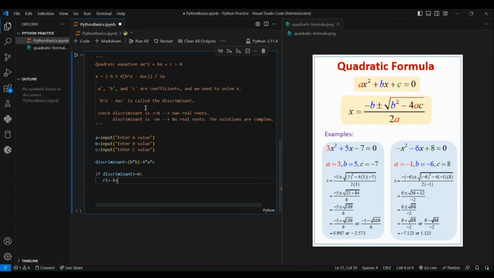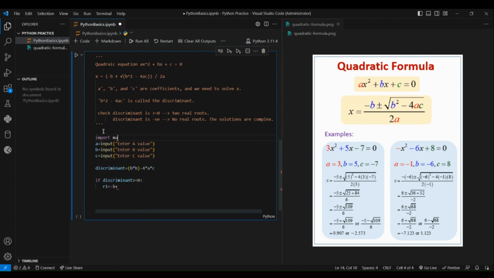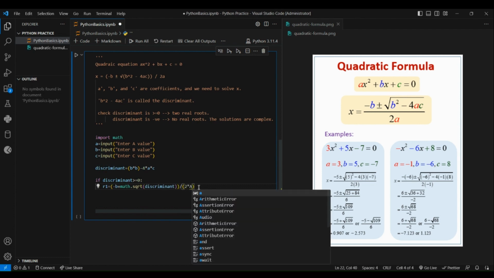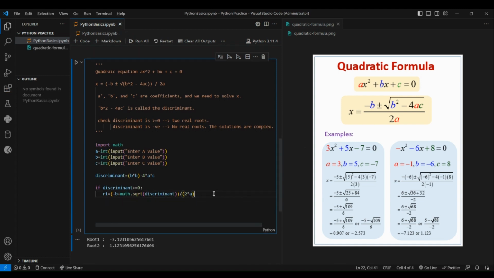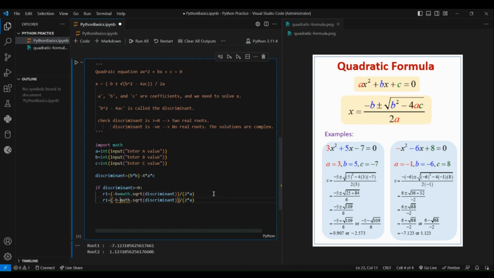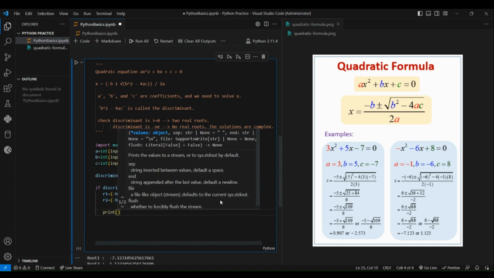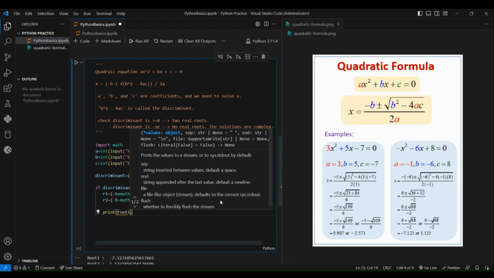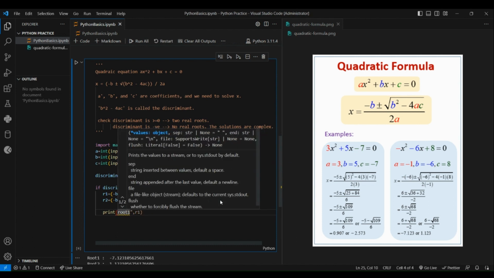Declaring 2 variables r1 and r2 for roots. Here I am using the math module to find the square root of the discriminant. Writing print instruction for displaying r1 and r2.